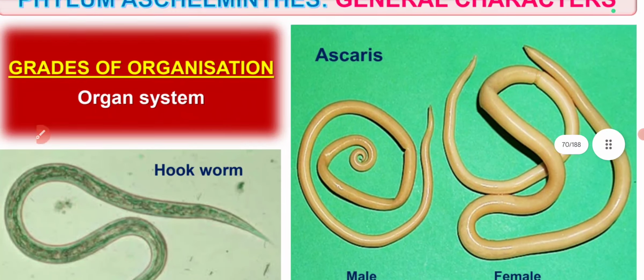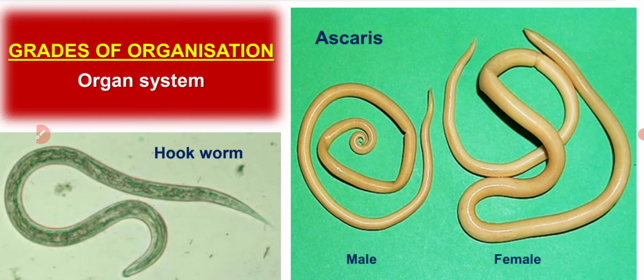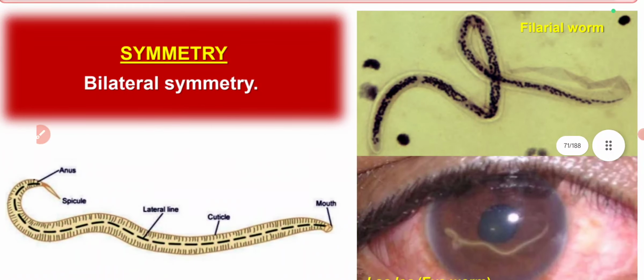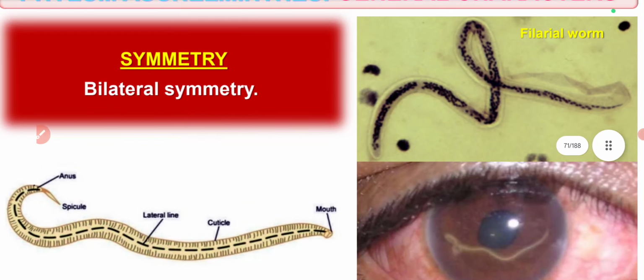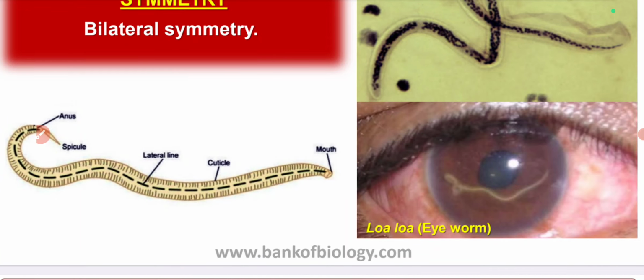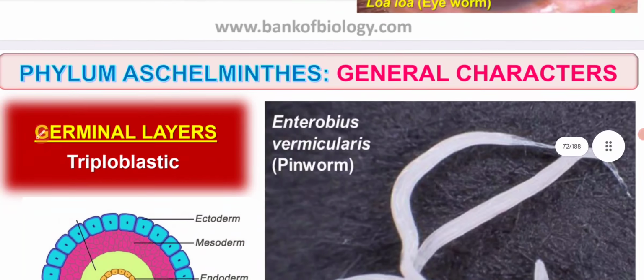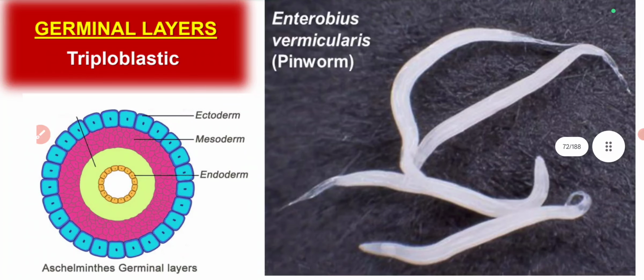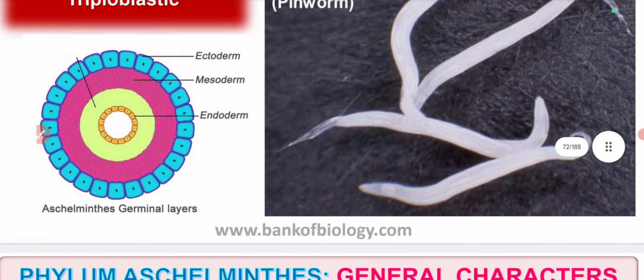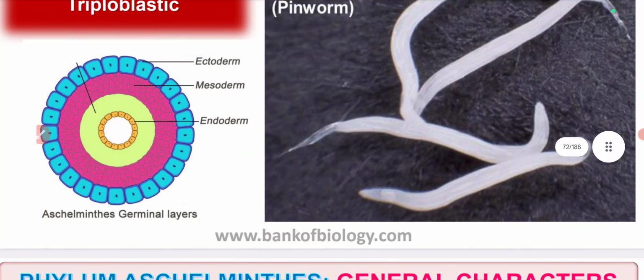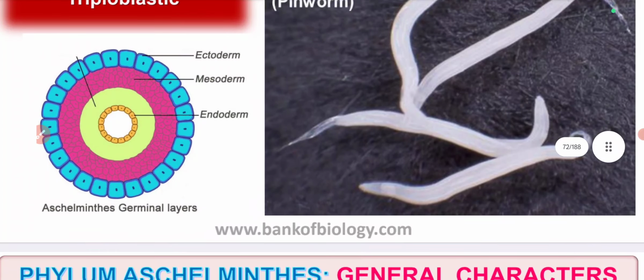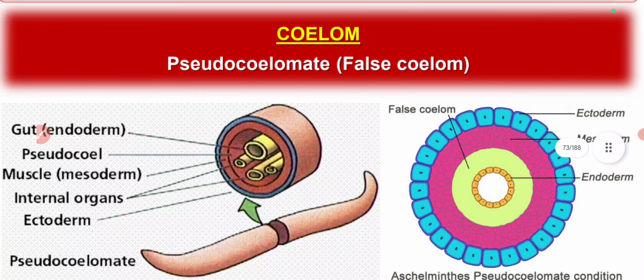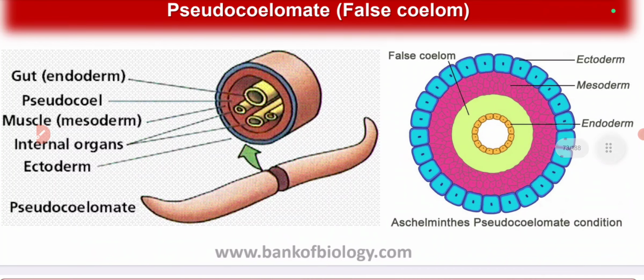Now coming to the next phylum, phylum Aschelminthes, or roundworms. Here you can see the general characters. Grade of organization is organ system level, and symmetry is bilateral. In the diagrams, you can see the filarial worm and Loa loa, called the eye worm, present inside the eye of a human being. The germ layer is triploblastic, as in Enterobius vermicularis, the pinworm. Aschelminthes show all three germinal layers: ectoderm, mesoderm and endoderm. Pseudocoelom, or false coelom, is present, as you can see in the diagram.